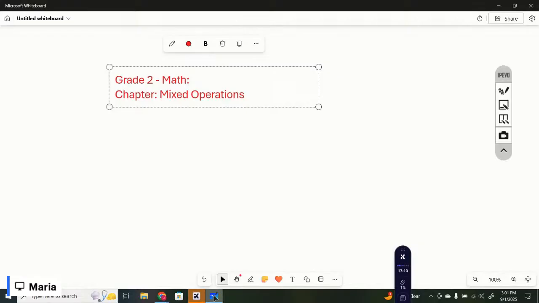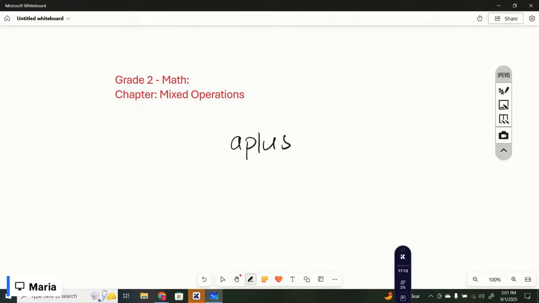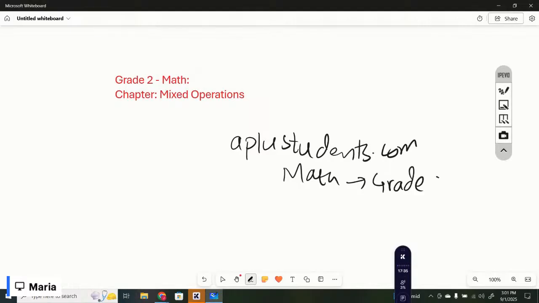You can find all the lessons on aplusstudents.com. You have to log in there using your email address and password as provided by the administrator. Then you have to select math from the subject tab, scroll down to grade 2 math, and then click on view all lessons. There you can find a list of the chapters. We're going to start with the chapter mixed operations.